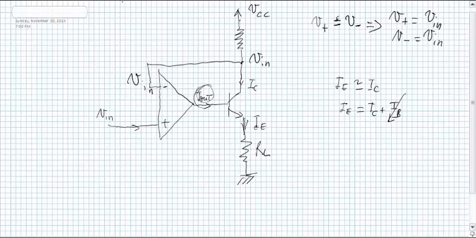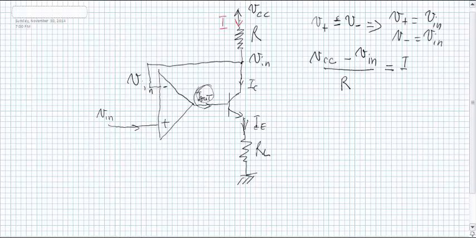Now let's figure out the current I here that flows through our resistor R. So this resistor, we're going to simply call it R. All right, so you just make up some room in here. So the difference of voltage across R is VCC minus Vn. And if we divide this by the resistor, we find the current.